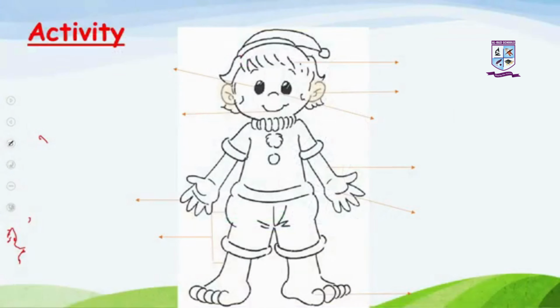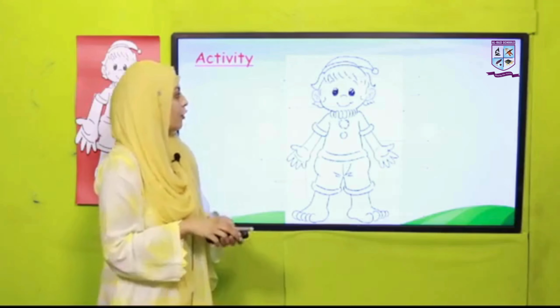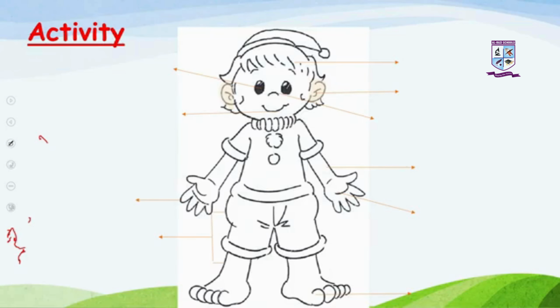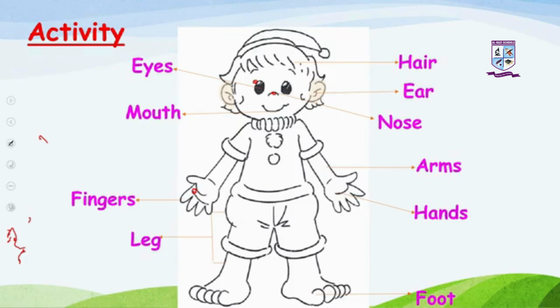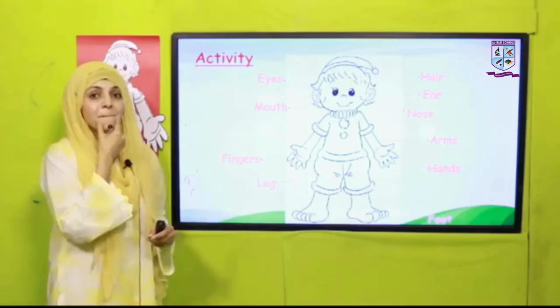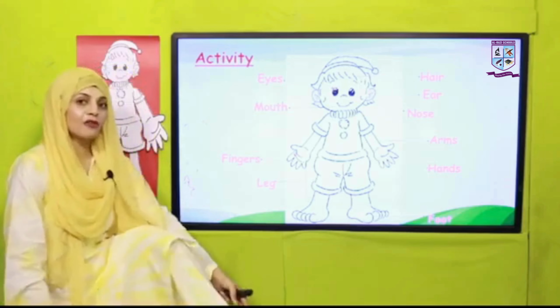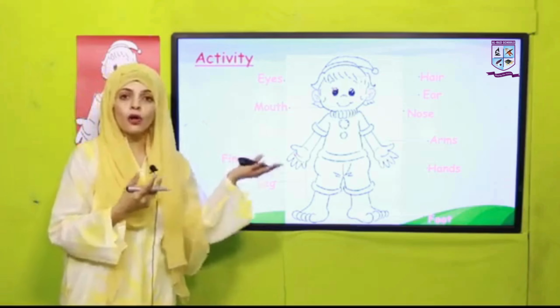Okay, the activity doesn't end here. You have to name different body parts. Can you name a few body parts? For example, what is this? What is this? What is this? You have to name them. So, these are the different names of your body parts. Hair, ear, nose, arms, hands, fingers, mouth, eyes, legs, and then comes the foot. So these are all your body parts.